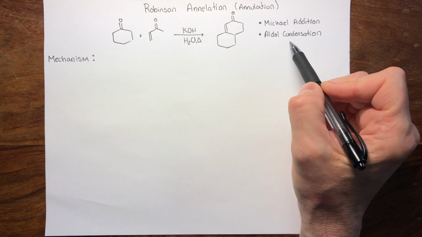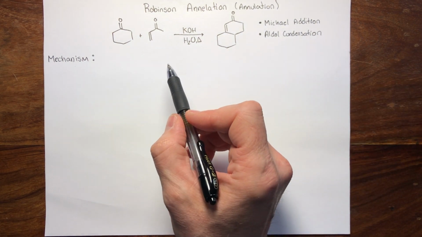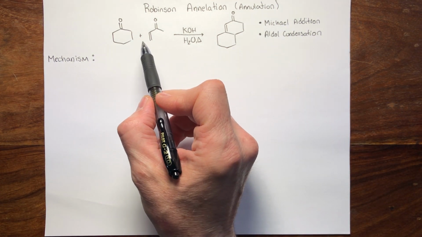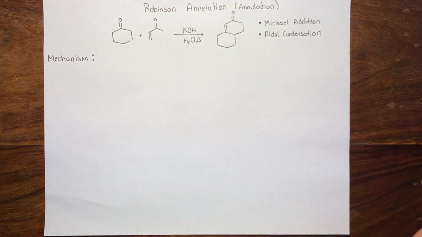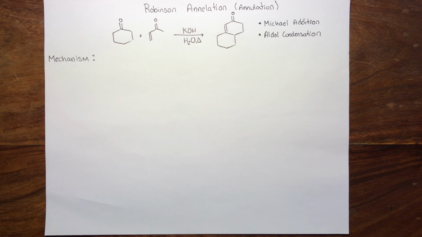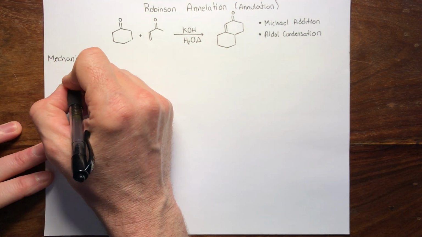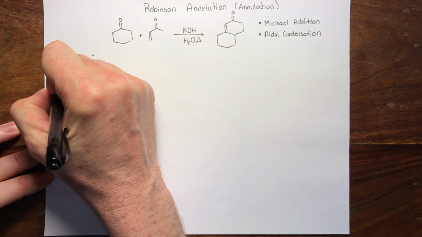Knowing that these are the two reactions involved in the product formation, see if you can draw a mechanism that accounts for the formation of the product from these starting materials. Pause the video, and then when you're done, restart the video, and we will take a look at the mechanism together. So let's take a look at the mechanism. We're going to start just by drawing out our two starting materials.